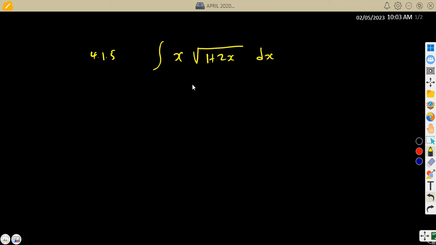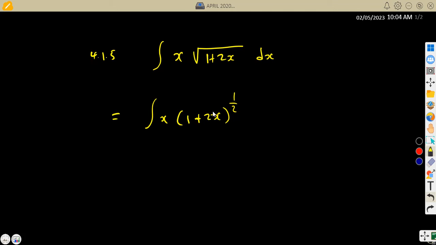But in this case, it's a little bit different, because we can rewrite it. Remember, from your laws of exponents, square root simply means to the exponent of a half. So this is the same as writing x times (1 plus 2x) to the exponent of a half, of which we can try and play around with this idea.